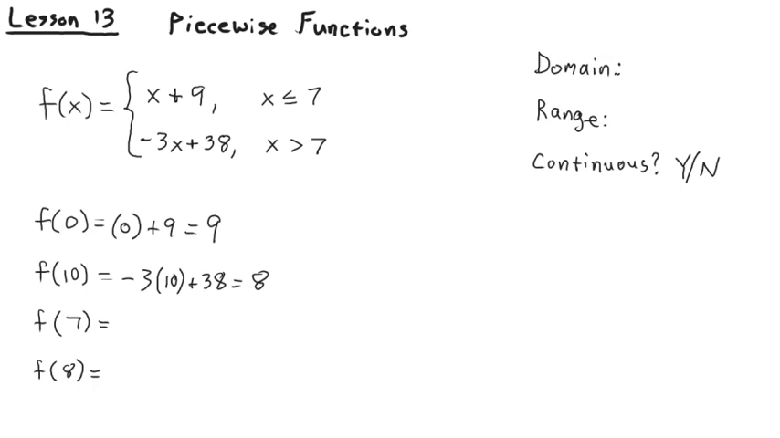How about f of 7? This is always a tricky one. Look, they both say 7, right? But this one does not say equal to 7. This one says equal to 7. So when x is equal to 7, we put it in this piece.